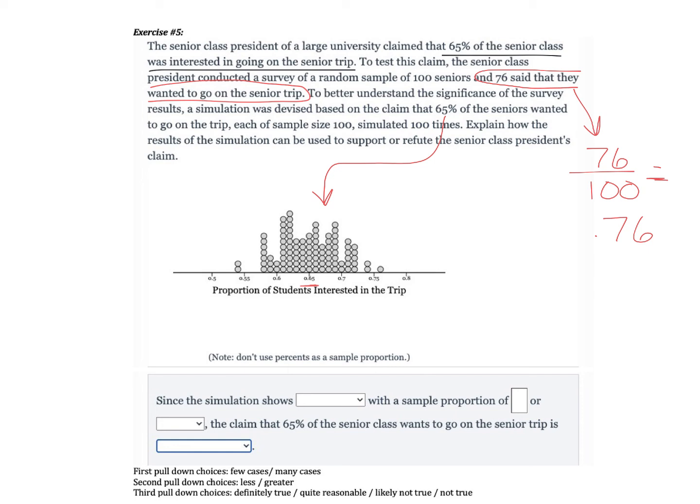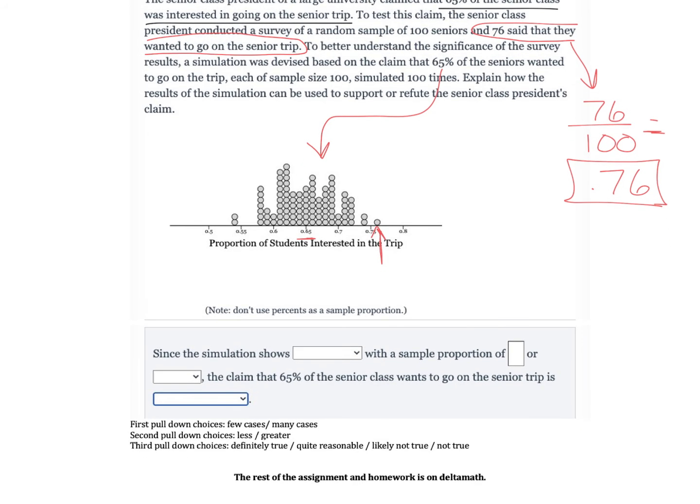So let's just find the 0.76. Notice we don't have any mean or standard deviation statistics. So we are right here. Okay, so here's our pull-down menu options. We're just going to move that up. So since the simulation shows, and in this case we're on the side, so there are few cases, and specifically we're going in this direction. So we're always going to go away from the middle. There are few cases with a sample proportion of, we're going to be comparing it to our observed sample proportion, so of 0.76.